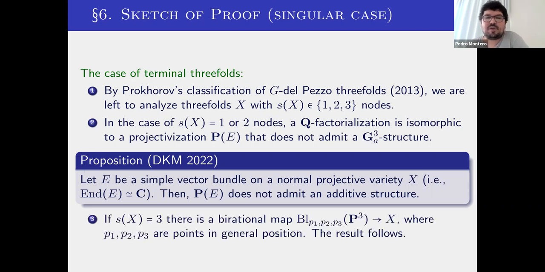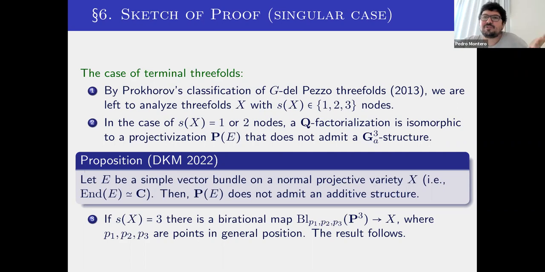And to end with the threefold case, I want to mention that if you have three nodes, Prokhorov showed that there is a birational map. The variety is birational to the blow up of P3 at 3 points. And this is, of course, in general position additive, because if you have 3 points in the space, you can look at the plane spanned by these 3 points, right?